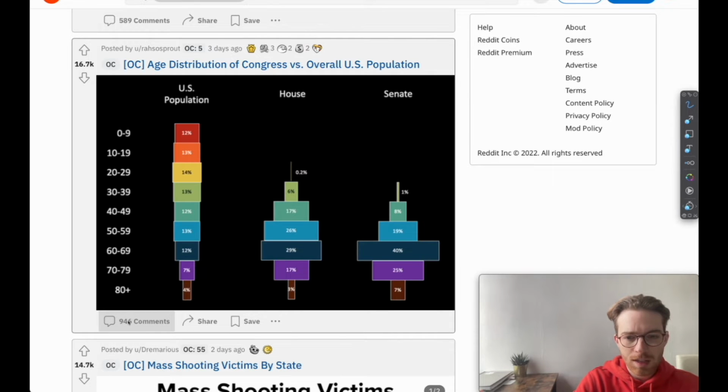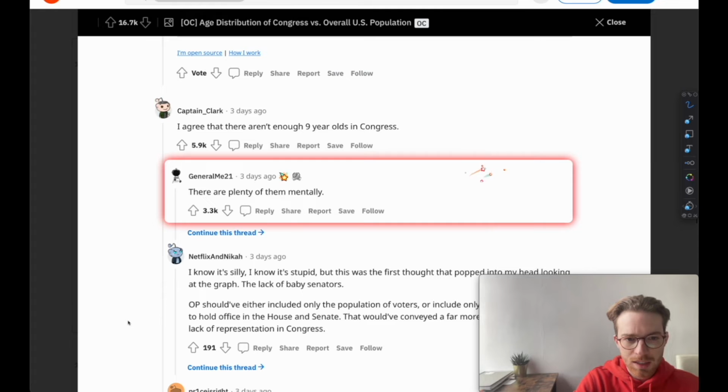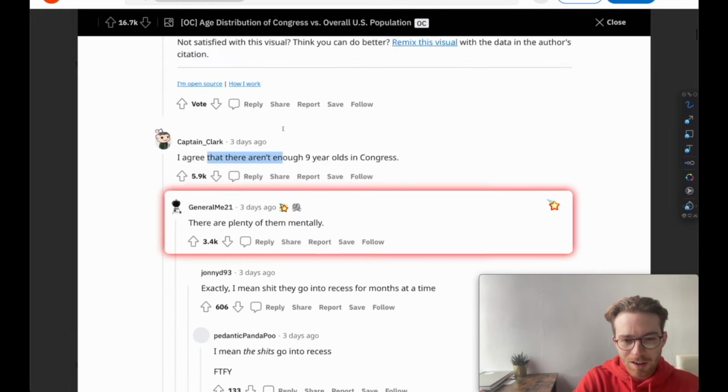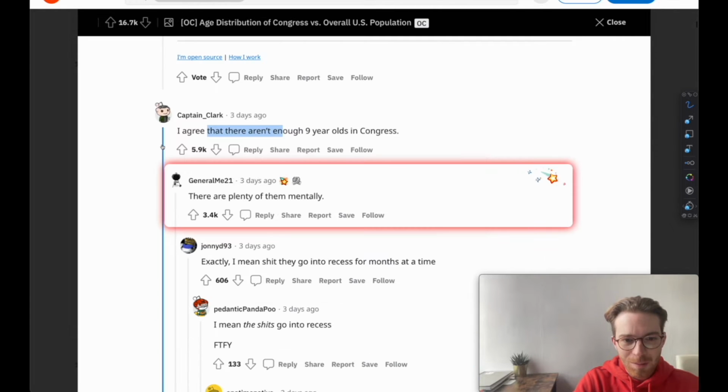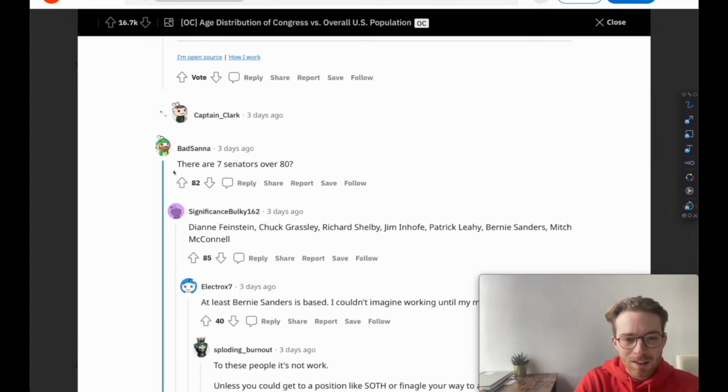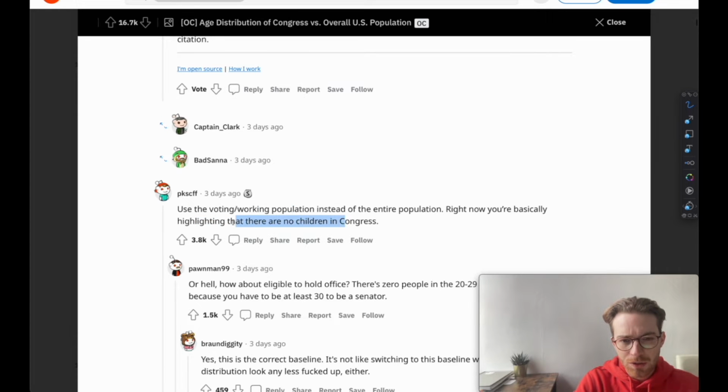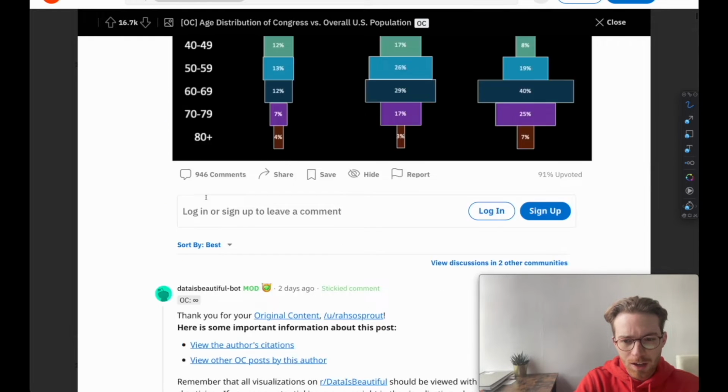Let's see what people have said in the comments of this. I agree that there aren't enough 9-year-olds in Congress. There are plenty of them mentally. Yes, maybe there are. Right now you're basically highlighting there are no children in Congress. That's a good point. This is quite a good point actually, and we should touch on it above.